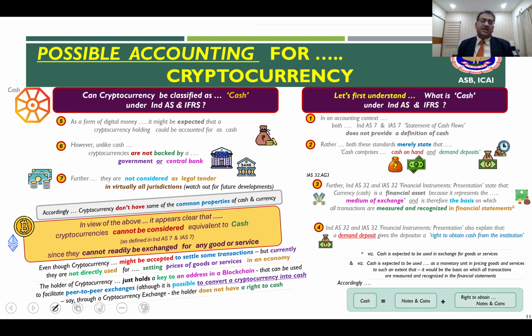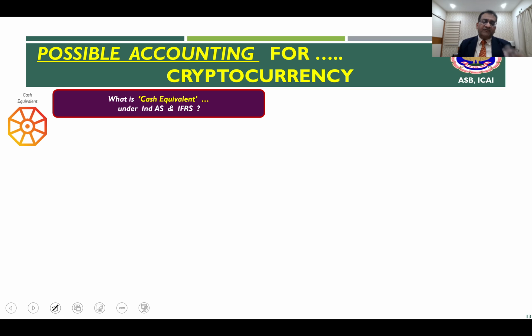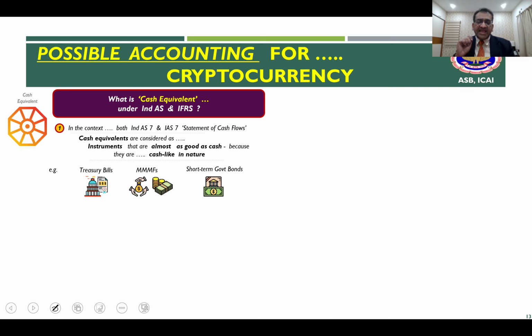Now, the next logical question is, if not cash, can you call it a cash equivalent? Let us see, can they be called cash equivalent? Before concluding whether it can be or cannot, first of all, we need to understand what cash equivalent is in the context of IFRS and Ind AS. If you look at Ind AS 7 and IAS 7, the statement of cash flows, this standard defines the meaning of cash equivalent.